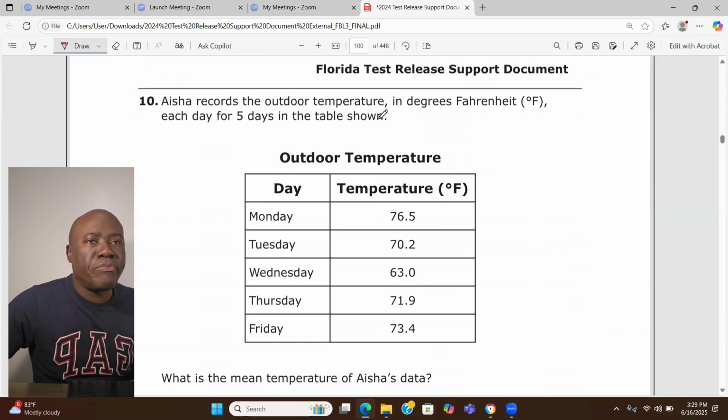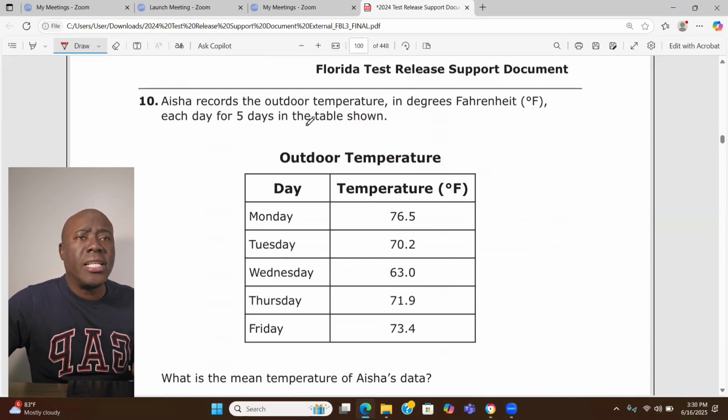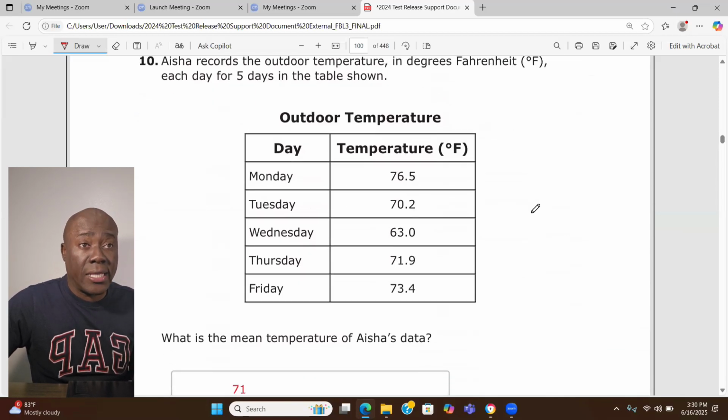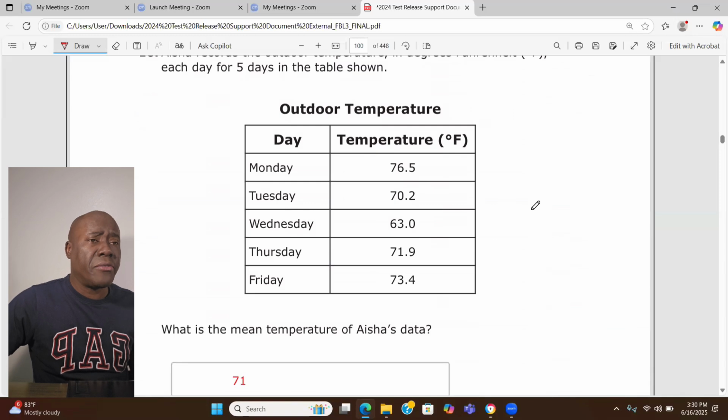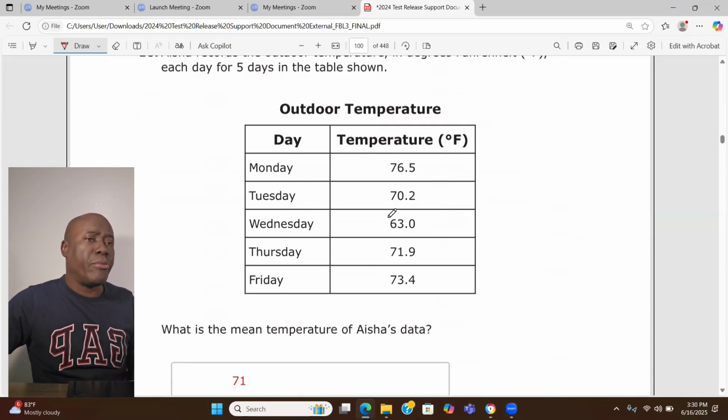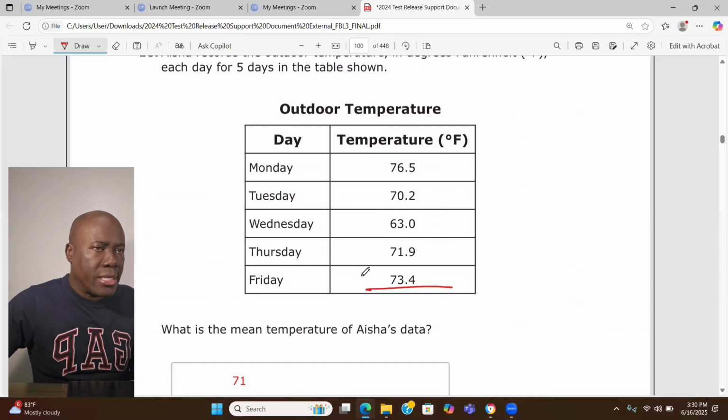It says Aisha recorded the outdoor temperature in degrees Fahrenheit each day for 5 days. All right, so they did this for 5 days. The question is saying, what is the mean temperature? The mean temperature would suggest that we need to add up all of these. That's all we got to do. So let's add up. We could just draw a line here, put a plus. We're going to add up these, and then we're going to divide by 5.